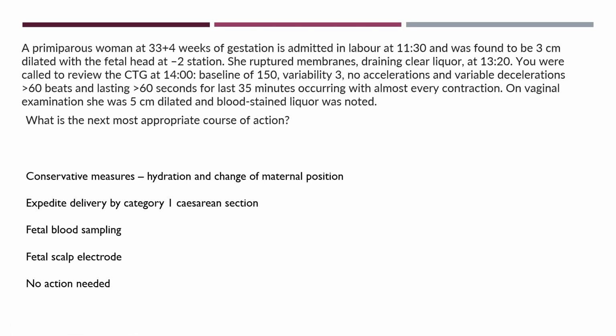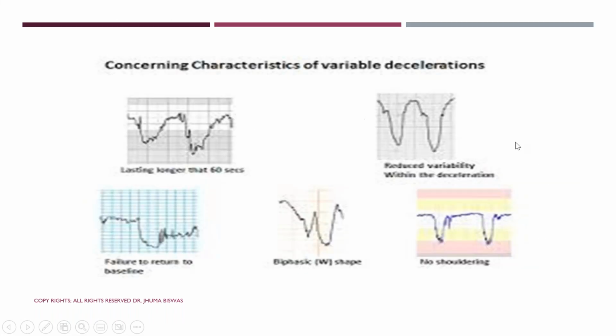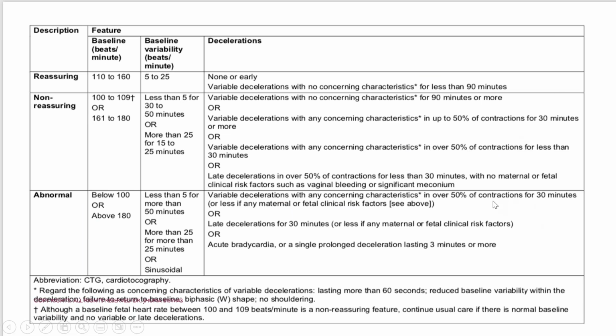You can see the baseline heart rate is 150. That is okay. Variability is 3, so variability is reduced. There is no acceleration, but there is a variable deceleration of more than 60 beats per minute, lasting for more than 60 seconds, for the last 25 minutes. We know the variable deceleration is concerning, and there's also reduced variability. We know there are 5 criteria, and if either of these is present, we can term it as concerning features. If this is coming very repeatedly and persists for more than 30 minutes, that is termed abnormal.